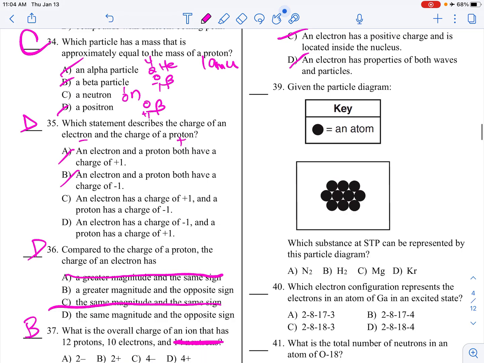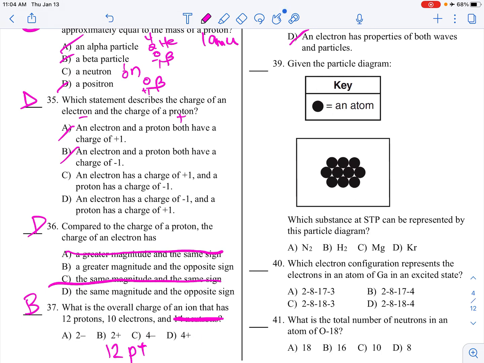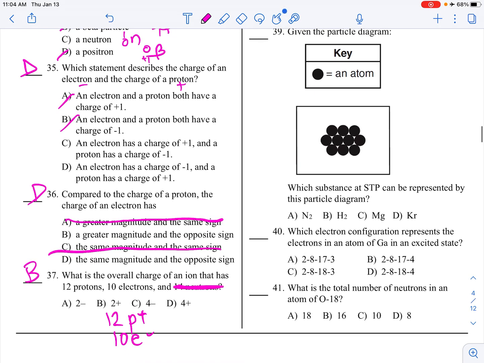Okay. Given the particle diagram, so we have atoms, and they're all clumped together. Which substance at STP, standard temperature and pressure, can be represented by this diagram? Notice how the particles are clumped closely together. That is a solid. So which of these are solid? You need to know. I know that nitrogen is a gas, hydrogen is a gas, magnesium, that's a group 2 solid, the alkaline earth metals. And krypton is another gas. So choice C for 39.